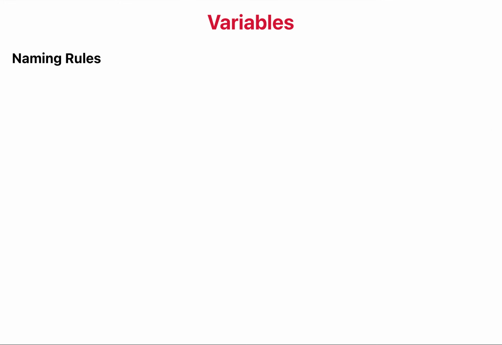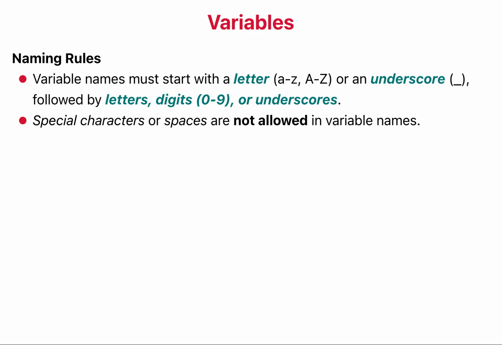Now, let's look at what are the rules for naming variables in Python. Variable names in Python should start with a letter or an underscore, followed by letters, digits, or underscores. Let's look at a few examples. The variable names should start with a letter, meaning that the first character in the name of a variable must be a lowercase or uppercase alphabet, or an underscore. The second character onwards in the name of a variable can be letters, digits, or underscores.